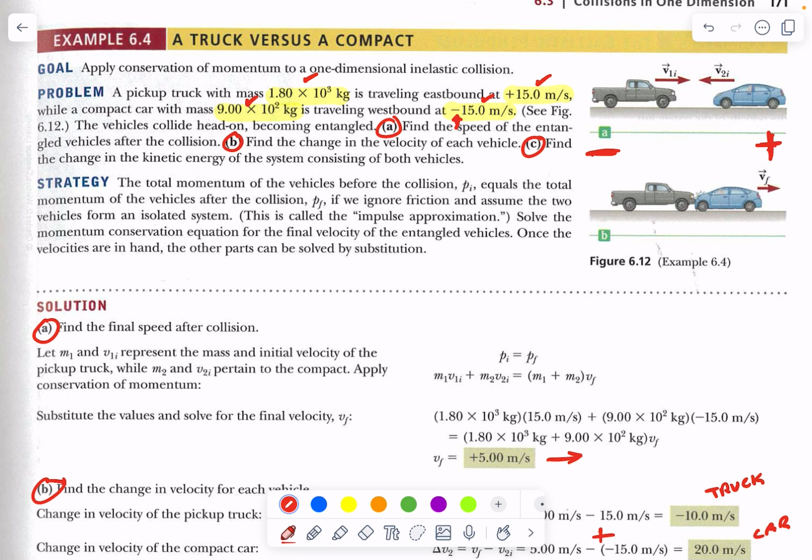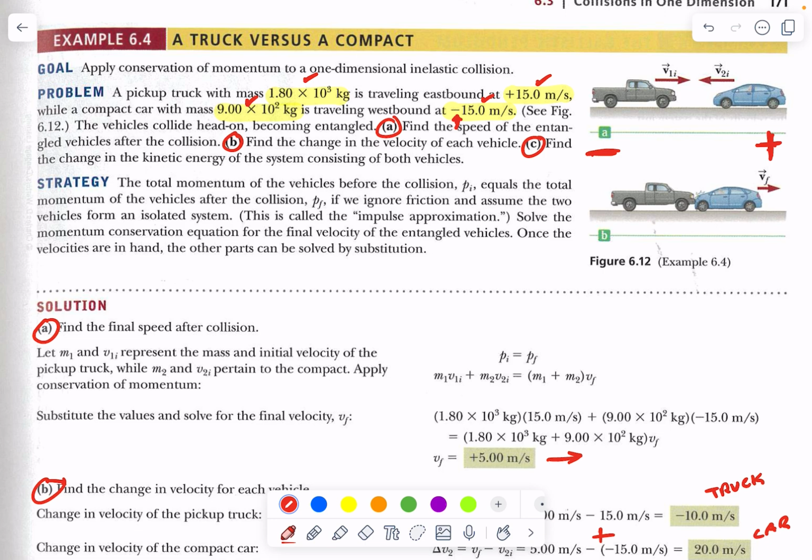So we have three problems to solve here: to find the speed of the entangled vehicles, that means they've stuck together, find the change in velocity of each vehicle from what it had originally before collision to what it has now when they're stuck together, and then find the change in kinetic energy of the system. And that change in kinetic energy would be the energy lost due to heat, deformation of the vehicles, and the sound that is produced in the crash.